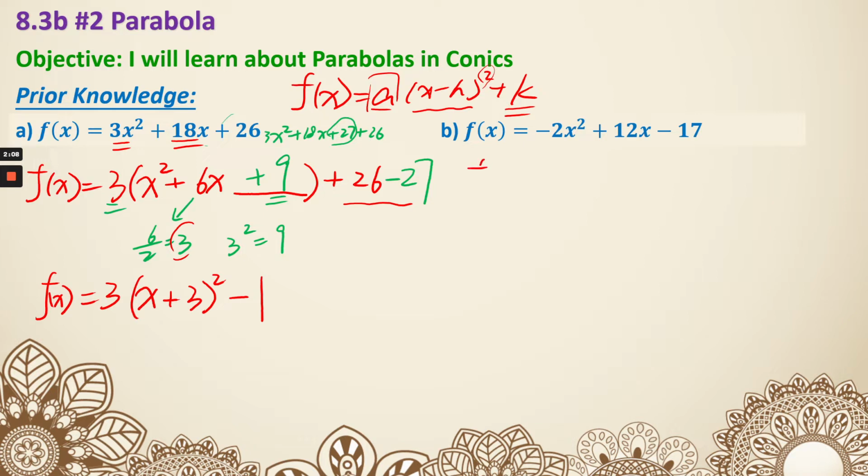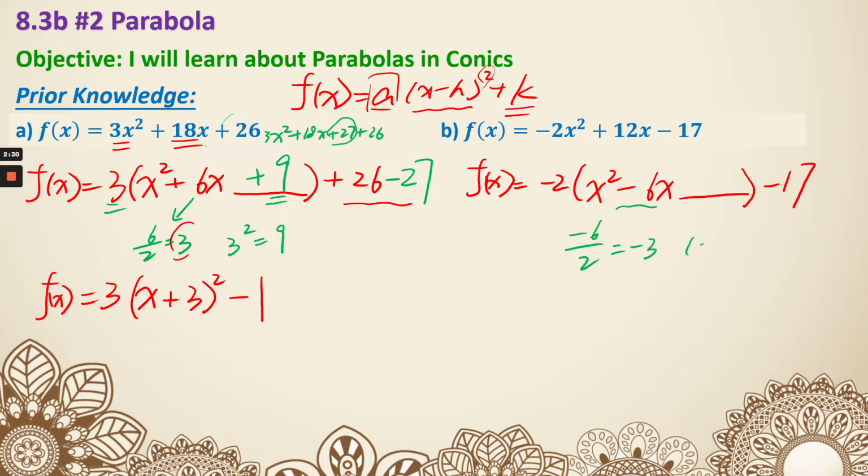Now let's try B. Same thing, we're going to divide the first two terms by negative 2, basically factoring it out. So we have x squared minus 6x. Don't forget to leave a blank so that we can put a number to complete our square. We still put the minus 17 on the end. Now let's figure out what number we need. It's negative 6, so negative 6 divided by 2 is negative 3. But negative 3 squared is still going to be a positive 9. And in this case, let's see what extra number we actually put in. We have negative 2 and 9, together is negative 18. So we actually need to add 18 on the end to balance it out.